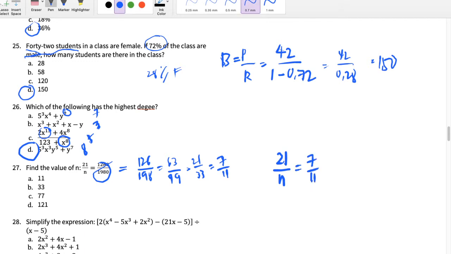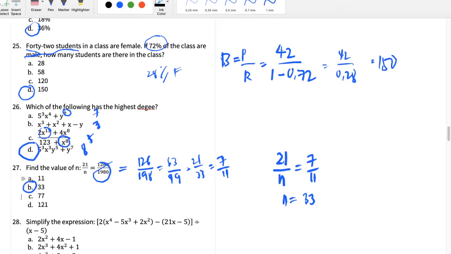Okay? To solve for n, paano ulit? Multiply both sides by n and then multiply both sides by 11 over 7. Makukuha natin dito n is equal to 33. Or kung mapapansin nyo, 21, if you divide it by 7, you will get 3, by 3 you will get 7. So ibig sabihin, if you multiply this number by 3, yun yung magiging value ng n mo. Okay?